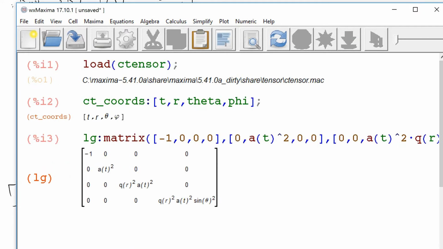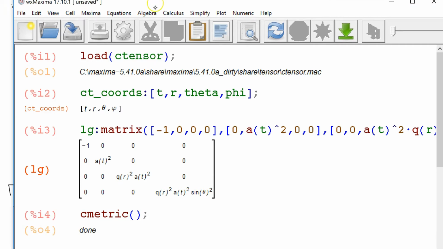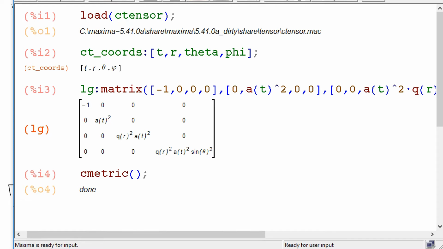It specified the metric with 1, 2, 3, 4 non-zero terms. It's nice and diagonal. We've got that minus, plus, plus, plus signature, which is quite nice. And now I can just calculate the Christoffel symbols. I need to go cmetric. I think that does a whole bunch of calculations. Cmetric, there we go. Done, it says. Let me just bring this up a little bit, so we can see it better.